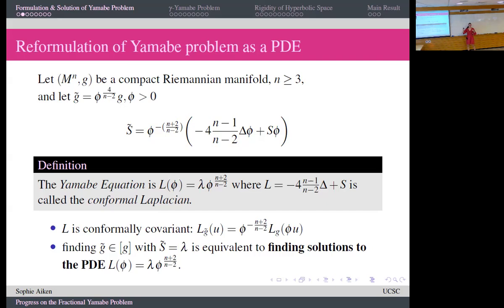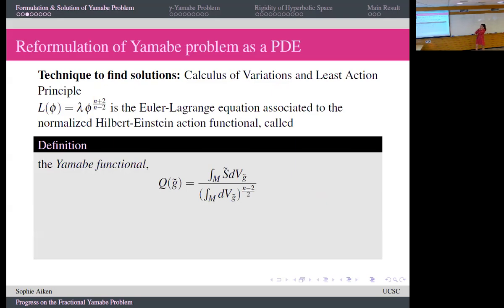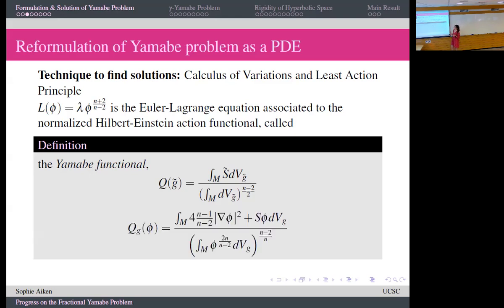So finding a metric G tilde, which admits constant scalar curvature, is the same thing as finding a conformal factor phi, which solves this PDE. Now, one way to solve a PDE is by using the technique of calculus of variations and the least action principle. So I want to find a functional which has my particular Yamabe equation as its Euler-Lagrange equation. And it turns out that this Yamabe functional here is the correct one.